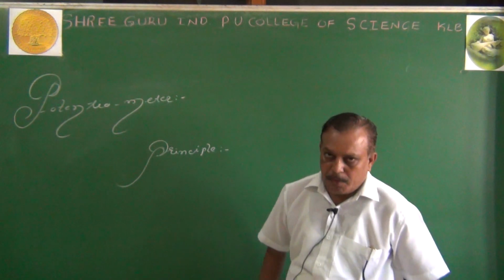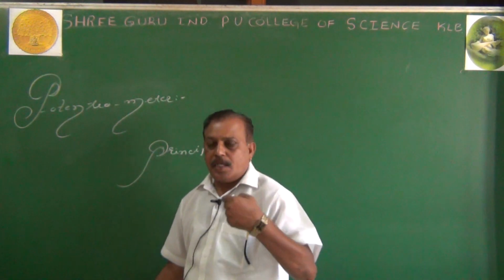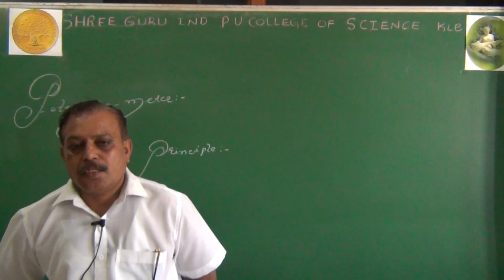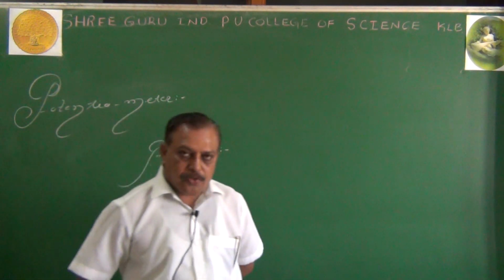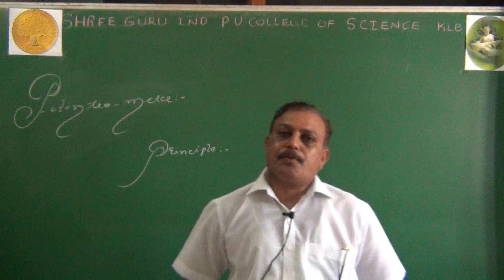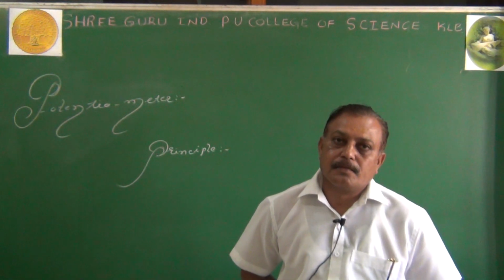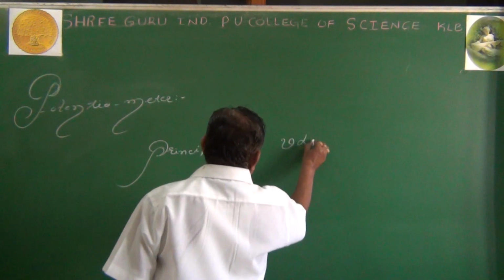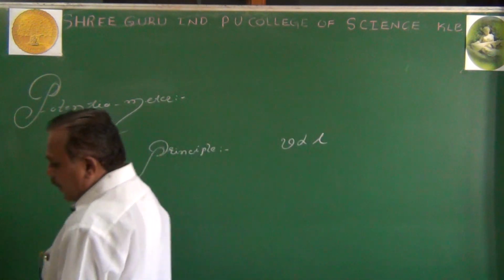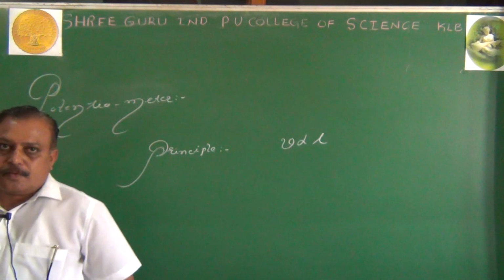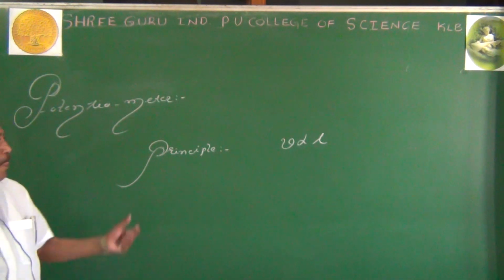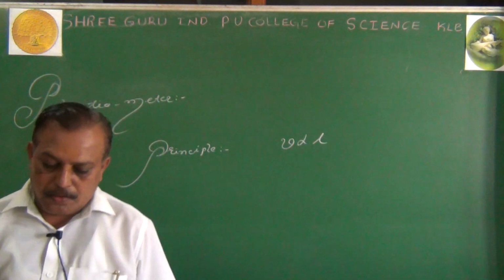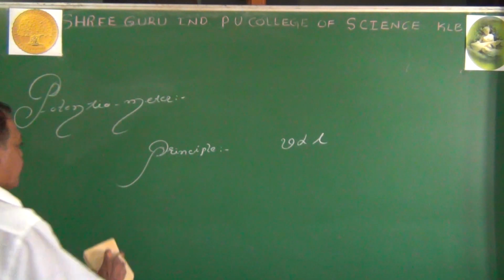The principle of potentiometer states that when a constant current is passing through a uniform cross-section of the wire, the potential difference between the two ends of the wire is directly proportional to its length. That is, V is directly proportional to L, where L is the length of the wire. So, by using this principle, we get V directly proportional to L.